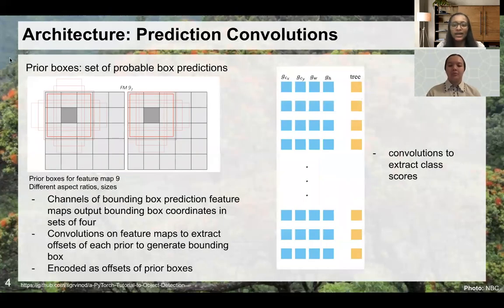Going more in depth into our prediction convolutions, we use a set of prior boxes that represent the probable box predictions for our bounding boxes. Using the outputs from the prediction convolutional layers, we can use the feature maps to find our predicted bounding boxes encoded as offsets of the prior boxes. In addition, we can use our prediction convolutions to extract class scores and threshold on those scores to extract only those bounding boxes that we are most confident about.